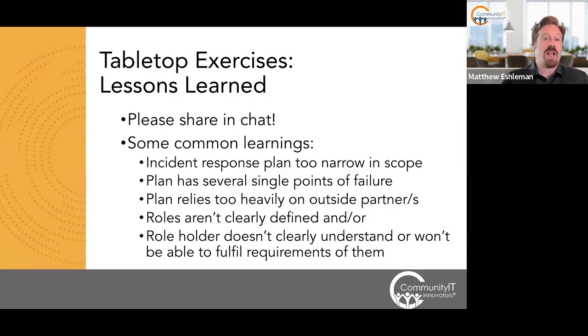And then again, some challenges with those plans: the roles aren't clearly defined, or maybe the person whose name is associated with the task doesn't really understand, or can't fulfill those requirements. That can be another challenge.